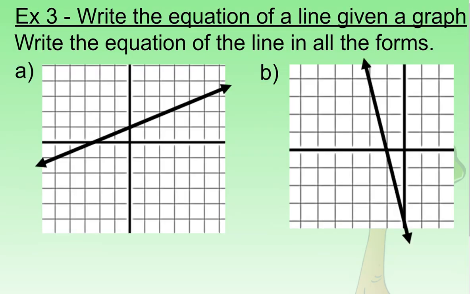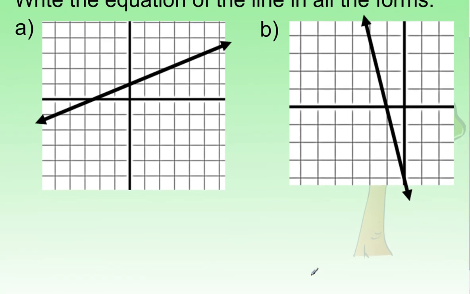Okay, let's get to some graphs now. So we're trying to do the same thing. We want to write the equation of the line in all the forms. So here we have a picture of a line. To write the equation of the line, we're going to look for those same pieces of information. We need a slope and a point. Here we have a slope.